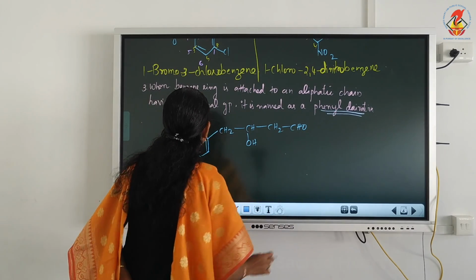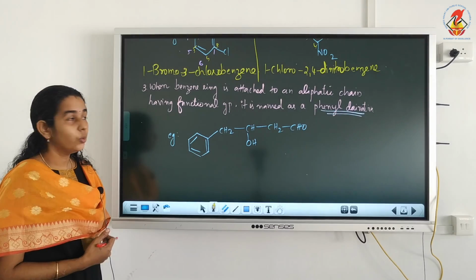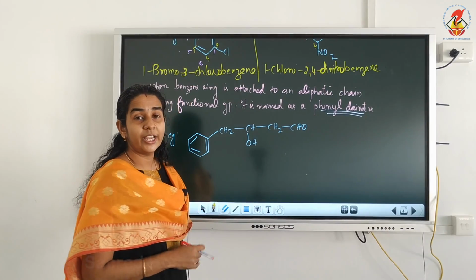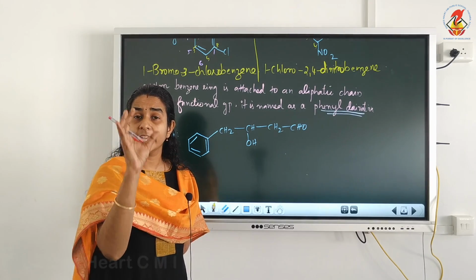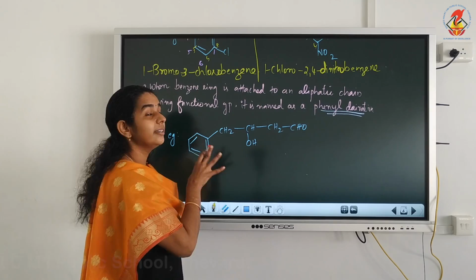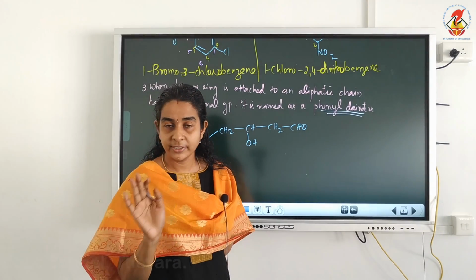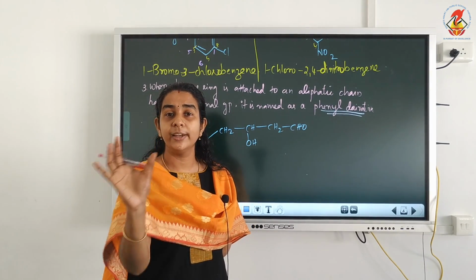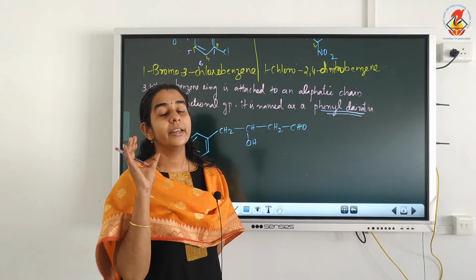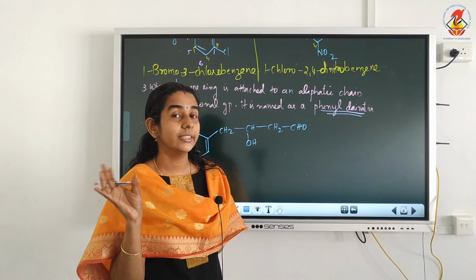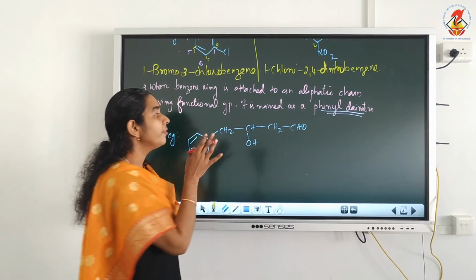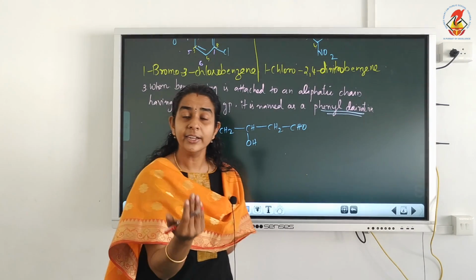Now the next rule is when the benzene ring is attached to an aliphatic chain, and the chain is containing the functional group, not the benzene ring. Then which one should be selected as the parent? Only the chain. So the compound will be named as a phenyl derivative.